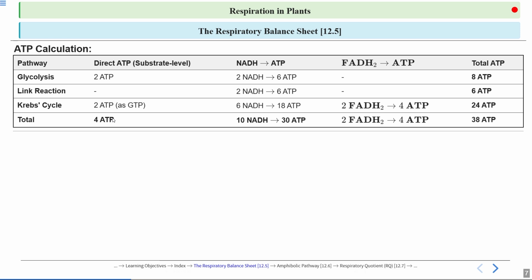If we look at the total count, direct ATP from all these processes is 4 ATP. From NADH, that is total from 10 NADH, we get 30 ATP. If we talk about FADH2, from total 2 FADH2, we get 4 ATP. So if you add all this, you get total ATP to be 38 ATP.